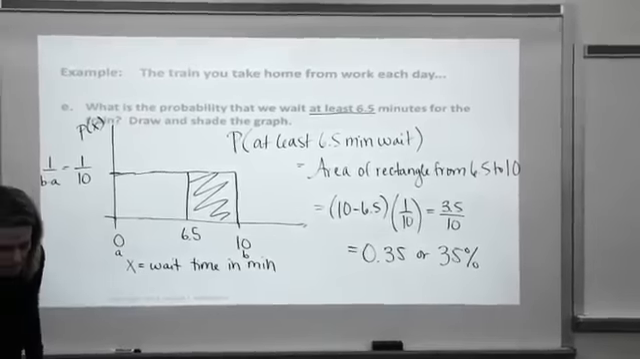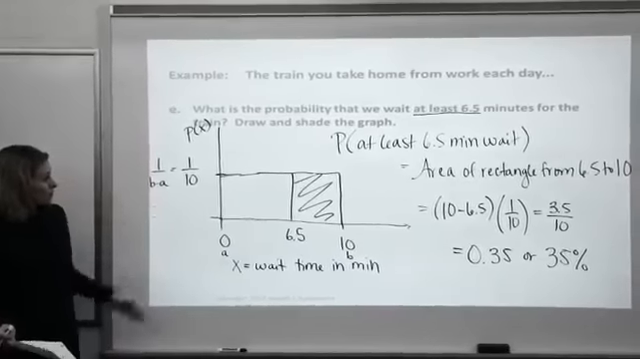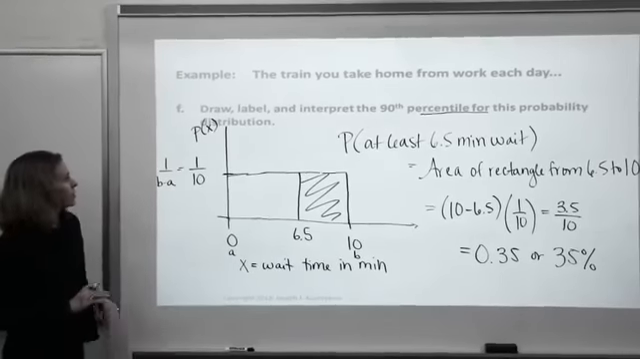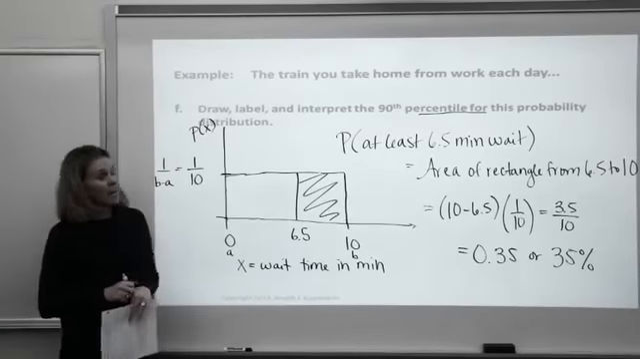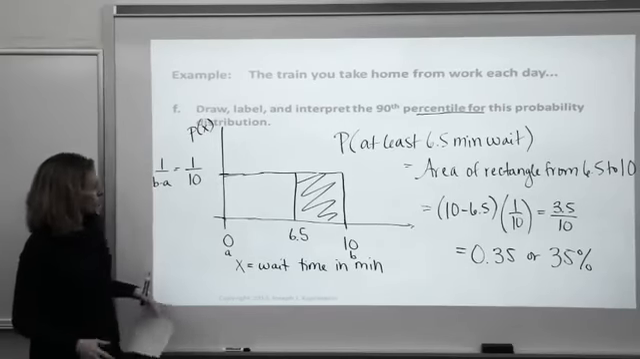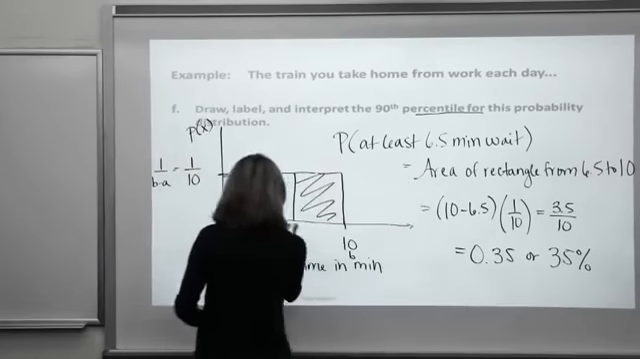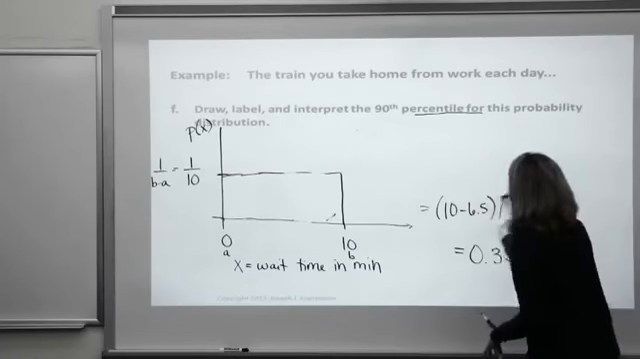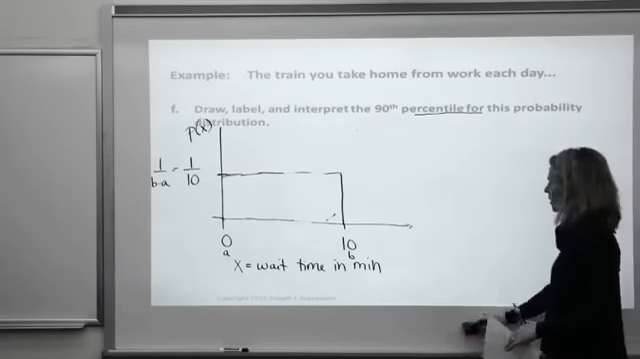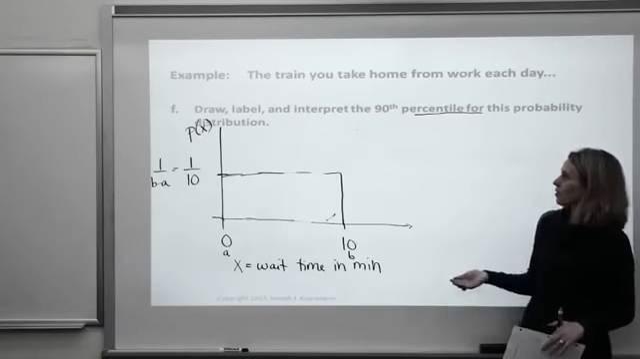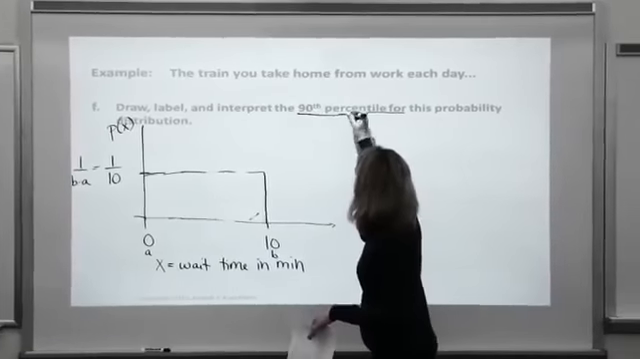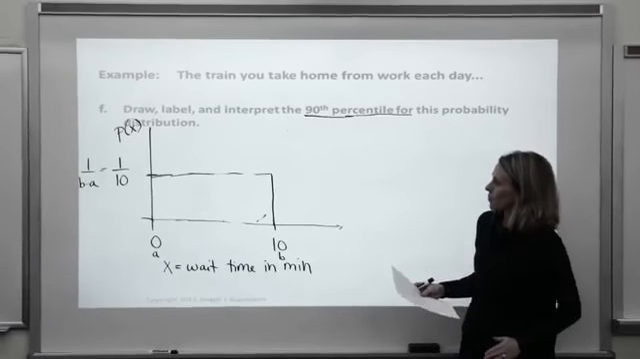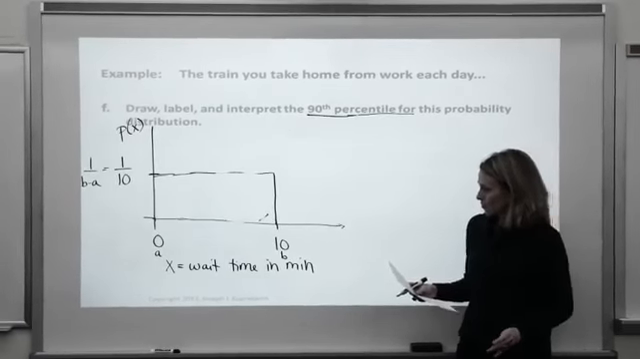That's that one. We'll do one more with this one. A little bit of a different question in part F. Draw, label, and interpret the 90th percentile for this probability distribution. All right, in the two previous problems, we were looking for the probability. For the 90th percentile, this time you're given a probability. We're going to try to figure out what wait time corresponds with that.